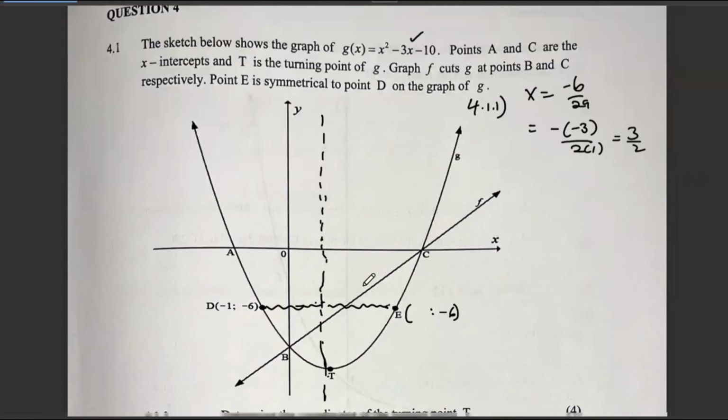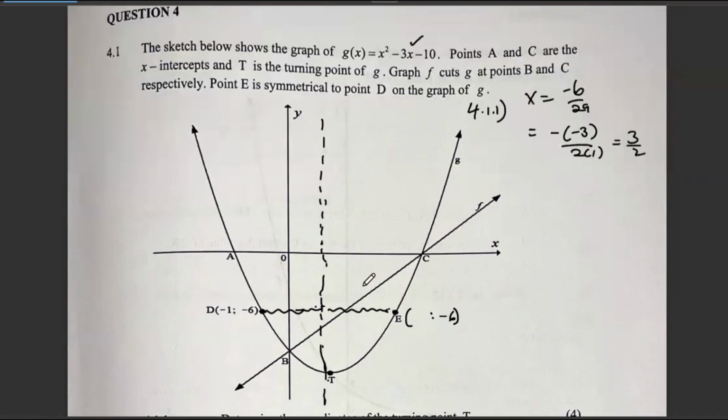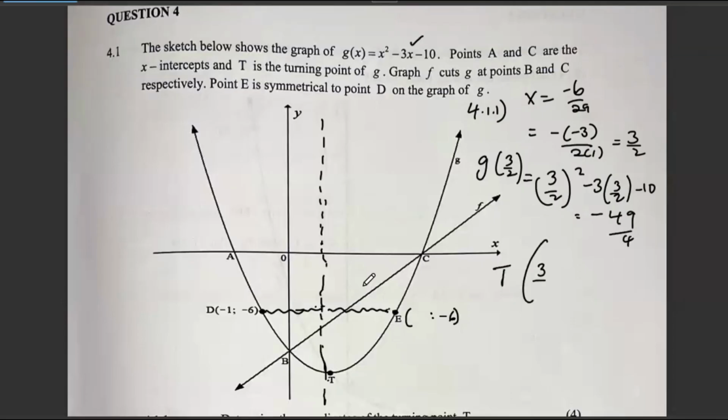But the question wants the coordinates. So we need to substitute this back into g. So g of 3 over 2 is going to be 3 over 2 squared minus 3 times 3 over 2 minus 10. Okay, so let's see what we have. We said 3 over 2 squared, minus 3 over 2, subtracting 10. I'm getting -49 over 4. So T is going to be 3 over 2, -49 over 4.